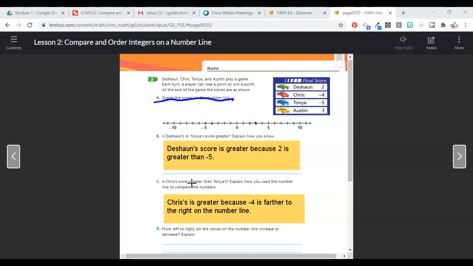D. From left to right, do the values on the number line increase or decrease? And then we have to explain our reasoning. The numbers increase. If I start on the left-hand side, if you look up here at our number line, all of them are negative. As I go to the right-hand side, they get positive.